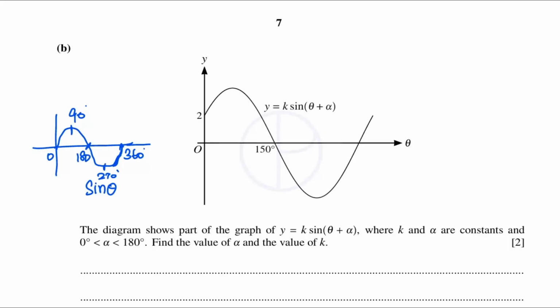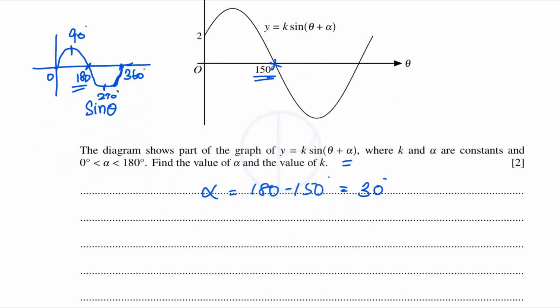Okay, so when comparing both the graphs, we see there is a shift here. Here it is 150 and this is 180. There is a shift of 30 degree. So the shifting factor, that is the translation factor alpha, is 180 minus 150, which is 30 degree. So alpha equal to 30 degree.